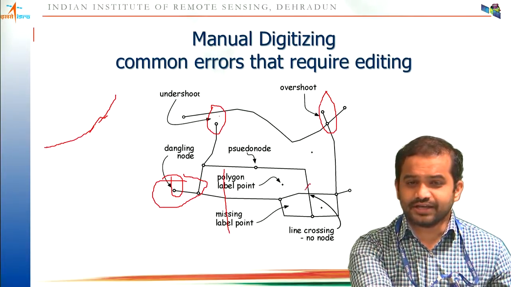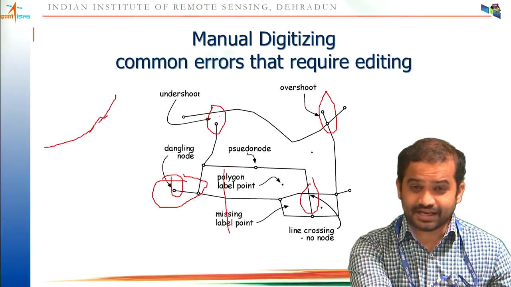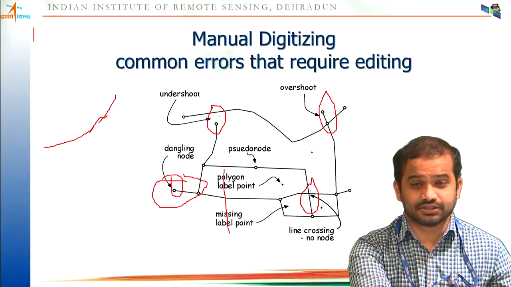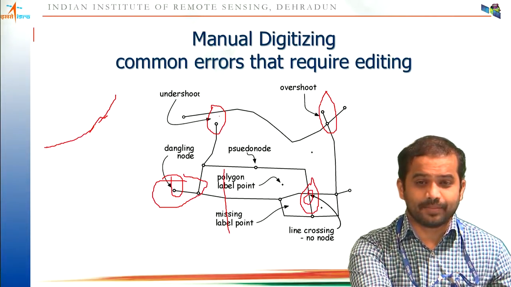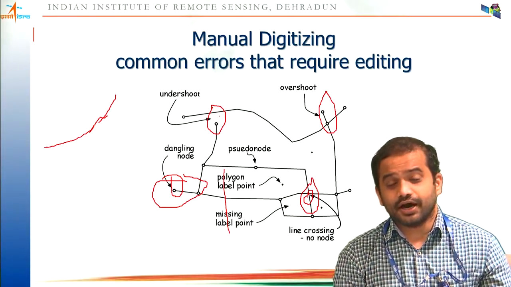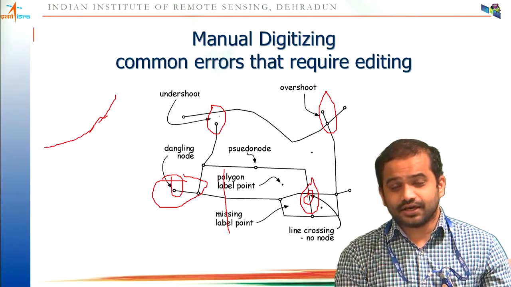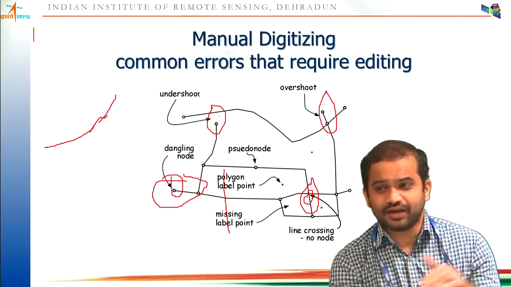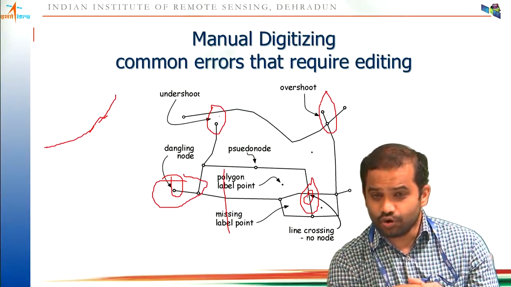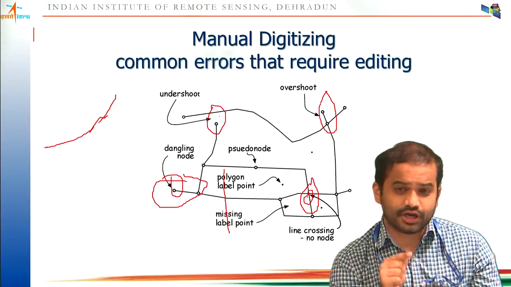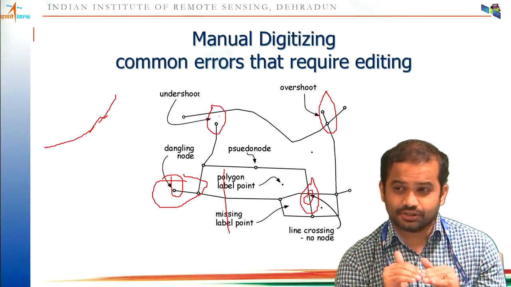And similarly, if two lines are crossing, if they are really crossing, there should be a line crossing. One vertex or node should be there at the cross. What happens in GIS, if you don't have it, is you get confused. For example, if I have an underbridge, it means a railway track with a road going below it. If you don't create a node, it means they are not intersecting. And if you create a node, it means they are actually a junction.